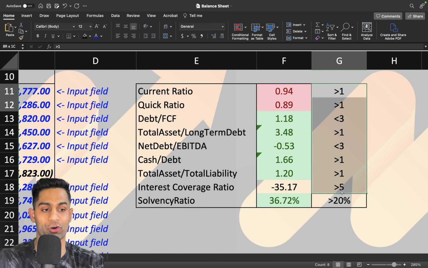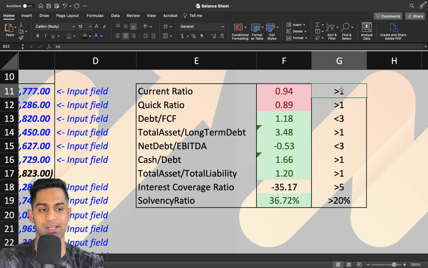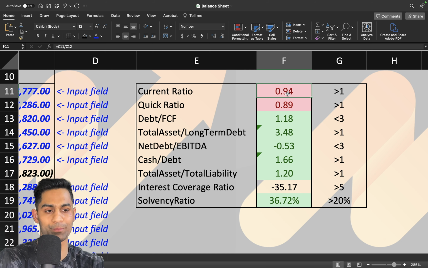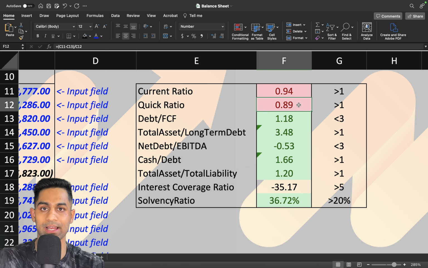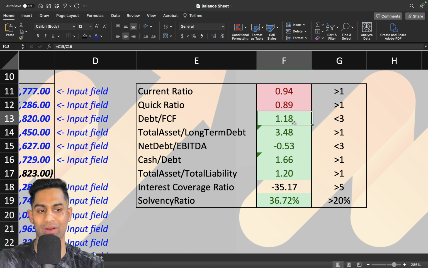And these are the preferred metrics, right? So this is what I really want to see when I'm analyzing a company's balance sheet. I want to see over 1 current ratio. That's why it is red, because Apple has 0.94. Quick ratio, I also want to see above 1. Right now it's 0.89, hence it is red. Debt to free cash flow, I want to see under 3. And right now it's at 1.18, so it's green, so on and so forth.